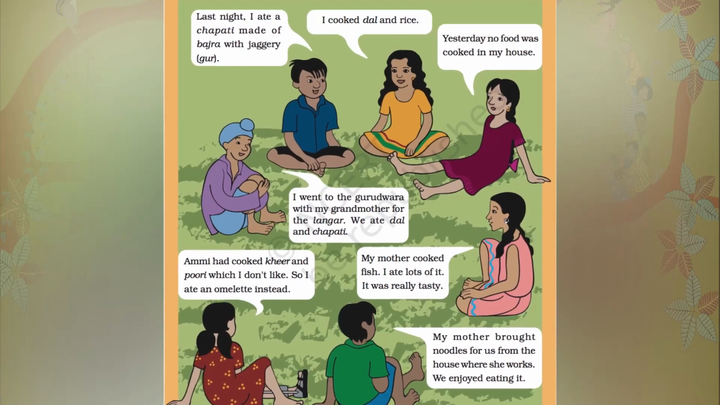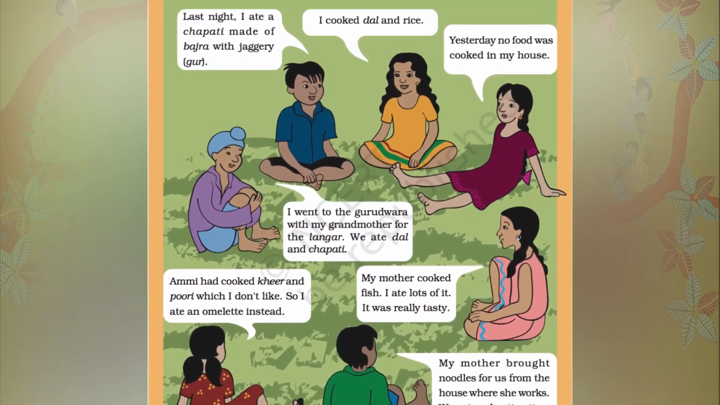In the picture we saw that kids were talking about the food that they ate last night. One kid ate chapati with dal in a langar, another kid ate a chapati made of bajra with jaggery, and one kid ate dal and rice last night. So students, there are various types of food items available around us.